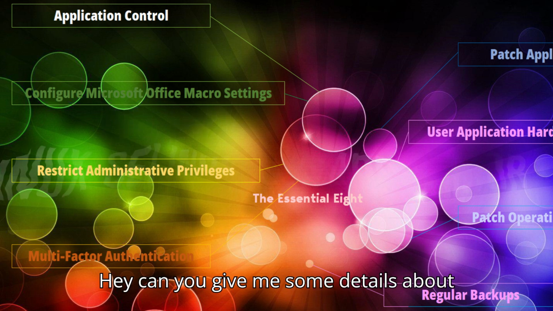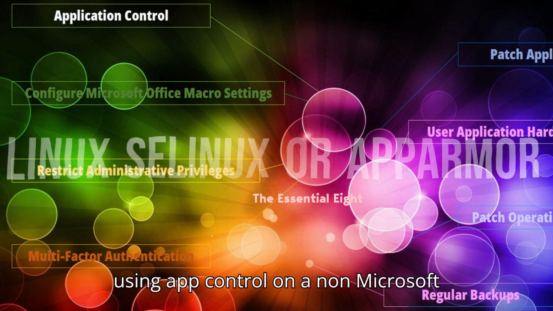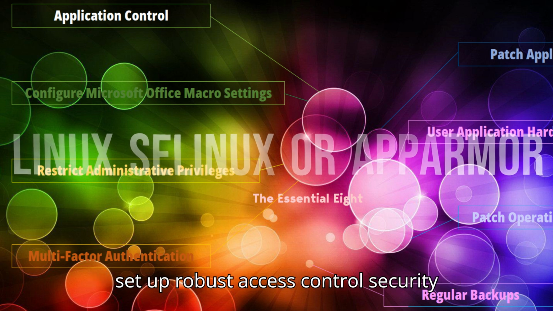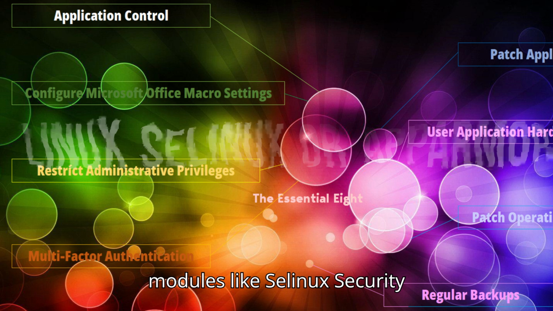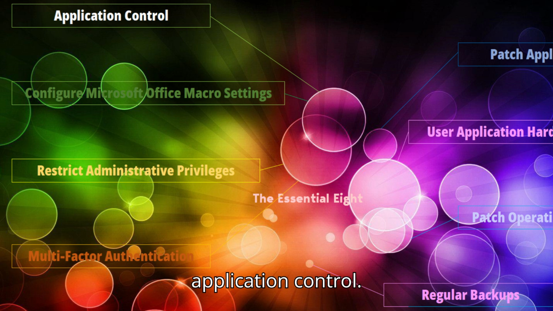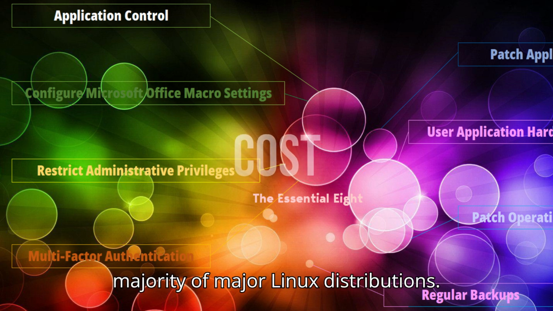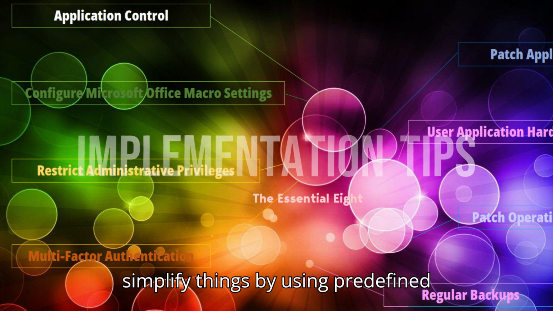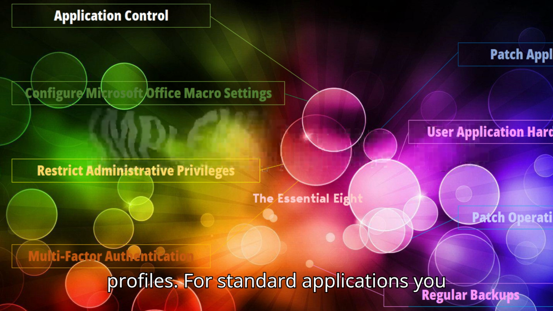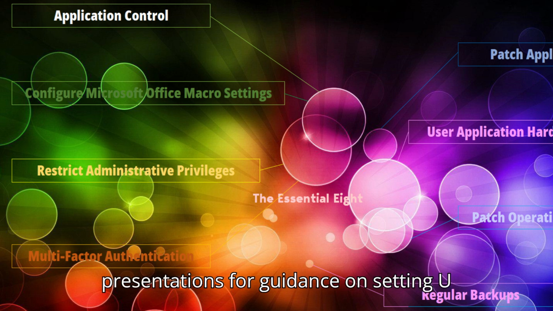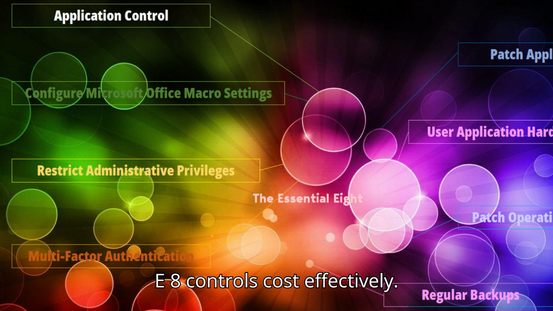Can you give me some details about using application control on a non-Microsoft Windows operating system? Absolutely. In Linux environments, you can set up robust access control security modules like SELinux, Security-Enhanced Linux, and AppArmor to enforce application control. Both are open source and support the majority of major Linux distributions. When setting up controls, you can simplify things by using predefined profiles for standard applications. You can also contact Prasanna Abhisekera, the creator of these presentations, for guidance on setting up E8 controls cost-effectively.